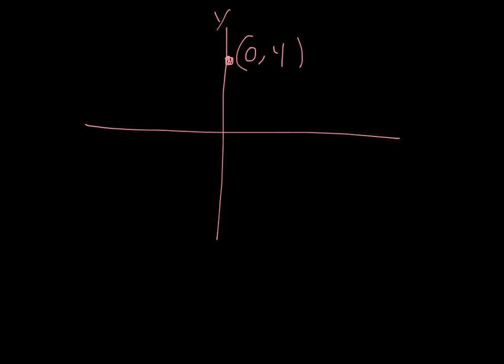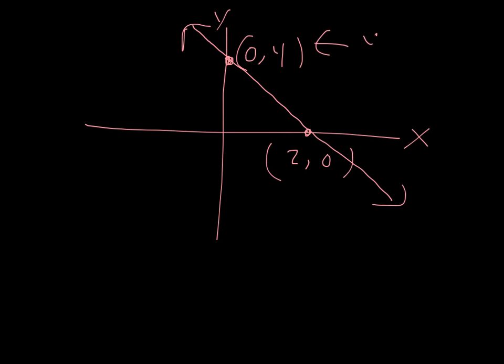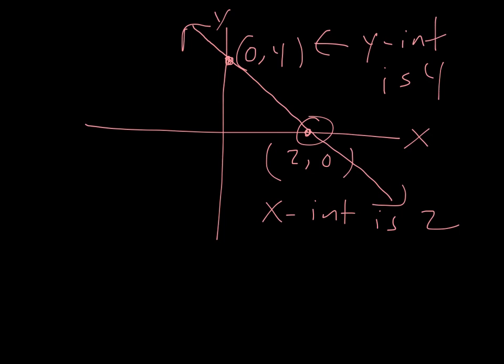So if we take a look at a graph, let's say I have a line that crosses the y-axis at, say, 0, 4, and then it crosses the x-axis at 2, 0, for example. I would say that my y-intercept is 4, and my x-intercept is 2. Again, where my line crosses the x-axis is referred to as the x-intercept, and where I cross the y-axis is my y-intercept.